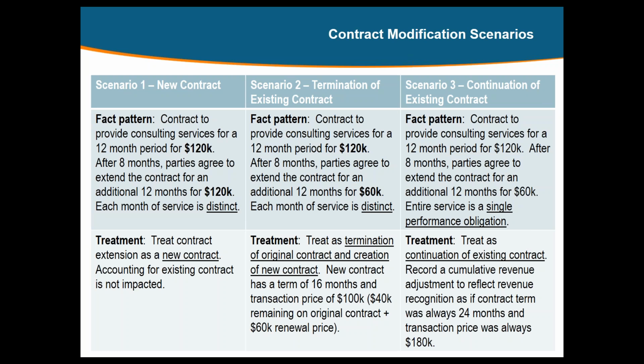And for whatever reason, there's delays, and now they need to extend it. They think this implementation is going to take an extra 12 months. So those additional 12 months, it's not adding additional distinct goods or services. It's still one performance obligation to implement that system.